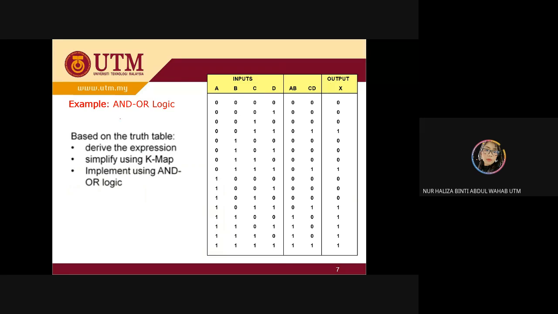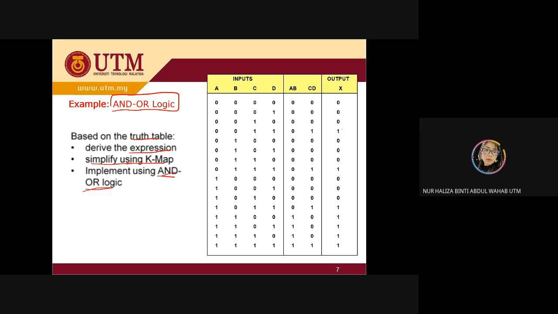That's why you can see AND OR logic. Based on the truth table you were given here, derive the expression using the KMAP and implement the AND and OR logic. Okay, you were given this truth table. So you need to only draw your circuit using the AND and OR logic. So you need to simplify using the KMAP.